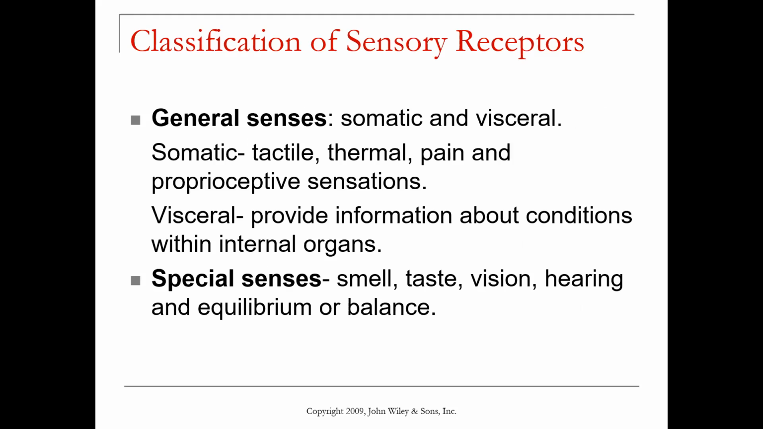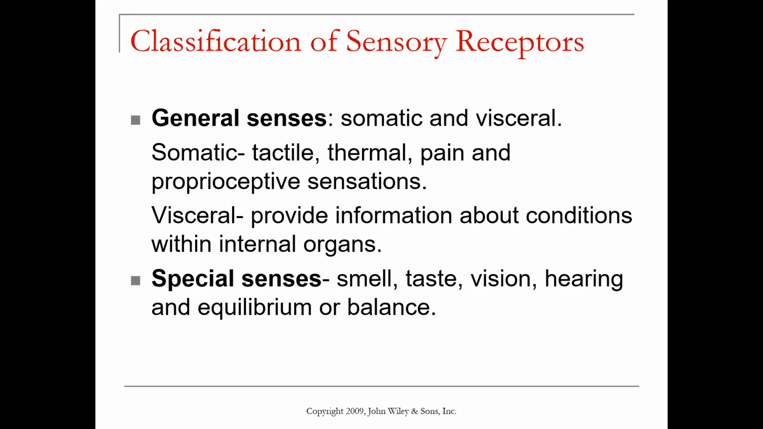We have sensory receptors that are for the general senses. The general senses are both internal and external, somatic and visceral. Somatic sensations are touch, tactile, thermal, temperature, pain, pain on the surface of your skin, pain within your muscles, and proprioception. Proprioception is position, position of the muscles, position of the bones. Proprioceptors tell us where we are in space.